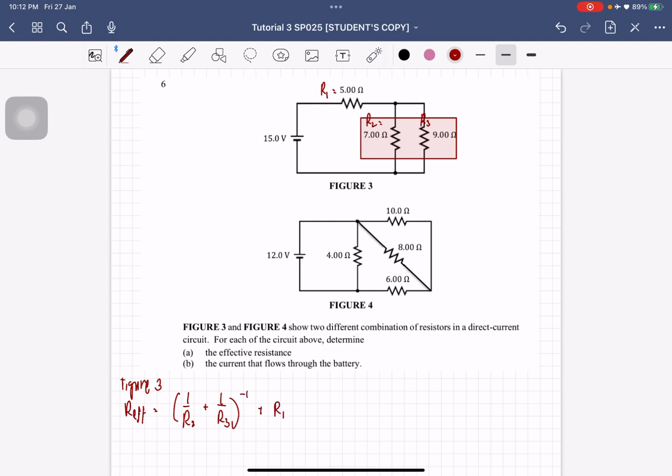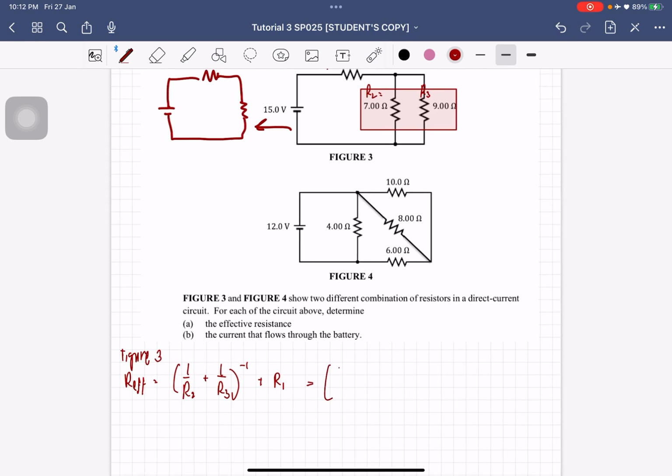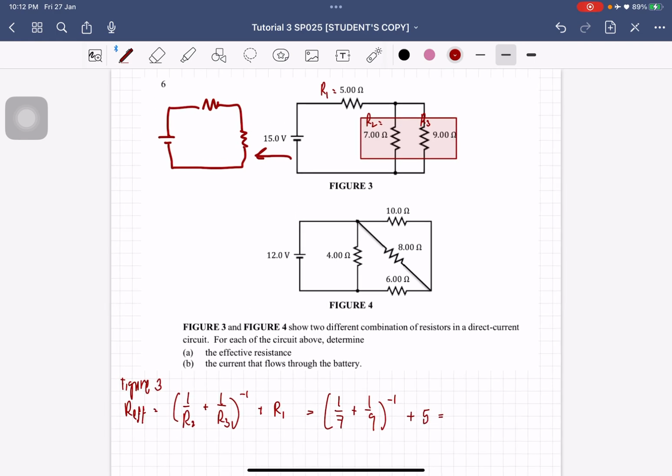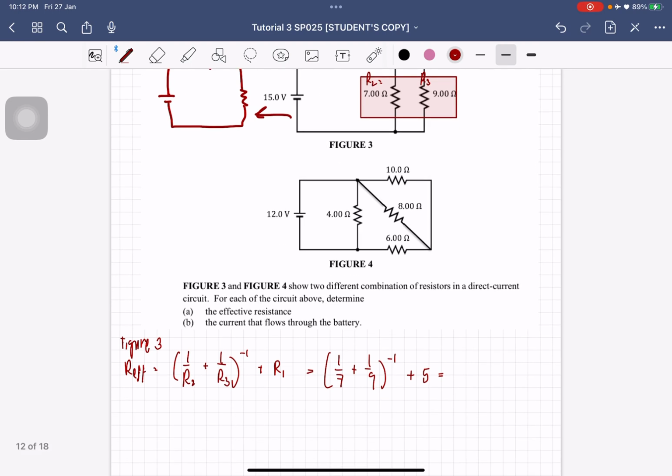plus R1. Why does it go straight to plus R1? Because when you simplify it, the circuit will be like this. So the circuit is now in series after you simplify it. So that is how you will be solving it. So this is (1/7 + 1/9) to the power of -1 plus R1, which is 5 ohm, which will give you 8.94 ohm.